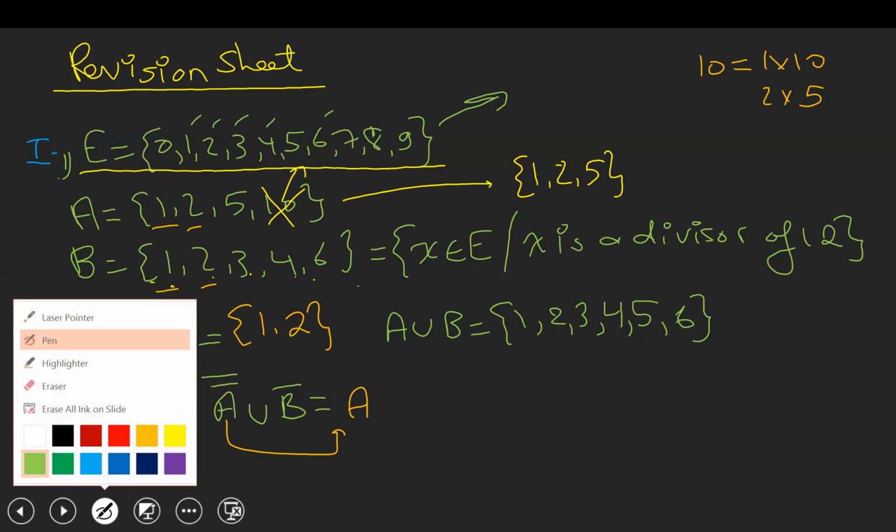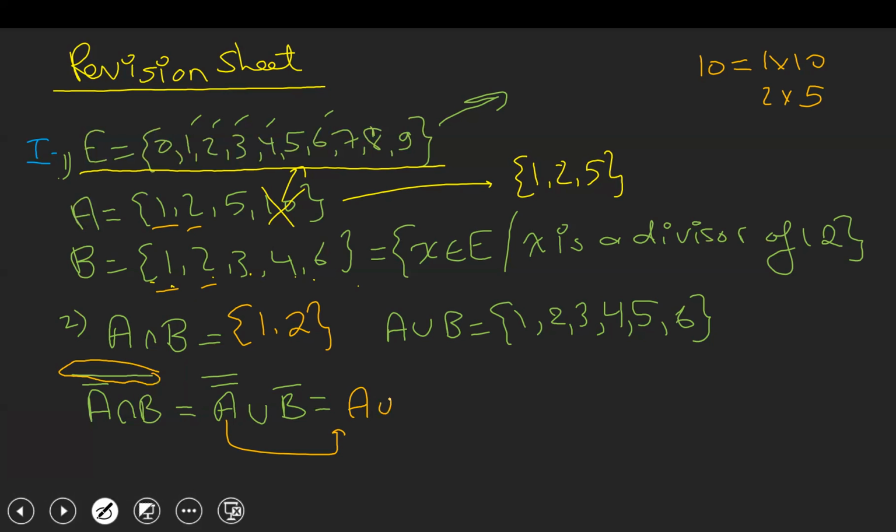If we now have A union B bar, where are A and B bar? Let's make their union. We have here A is 1 2 5. This is A: 1 2 5. What about B? This is B. I want B bar. What does B bar mean?